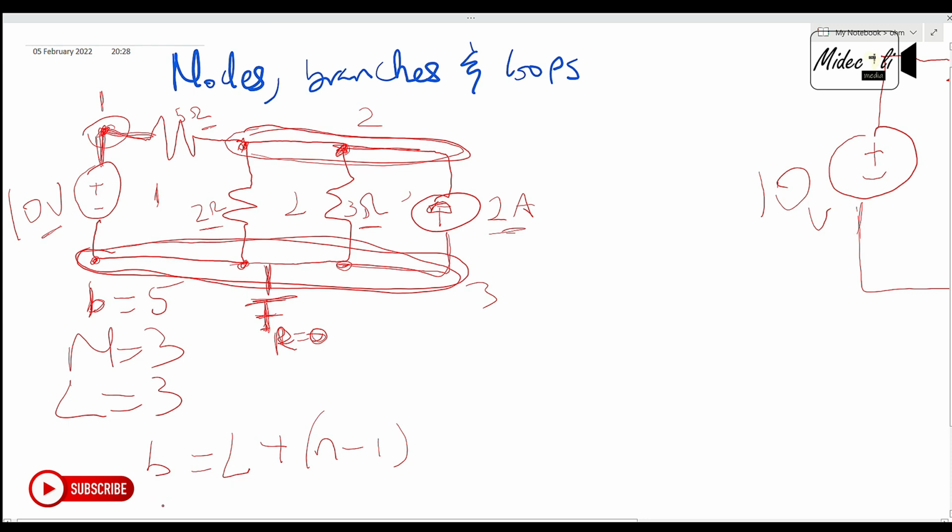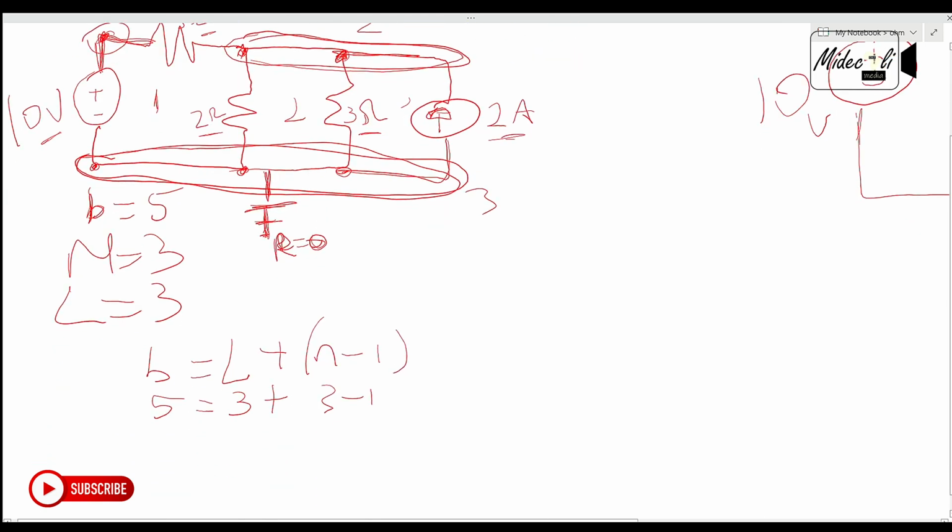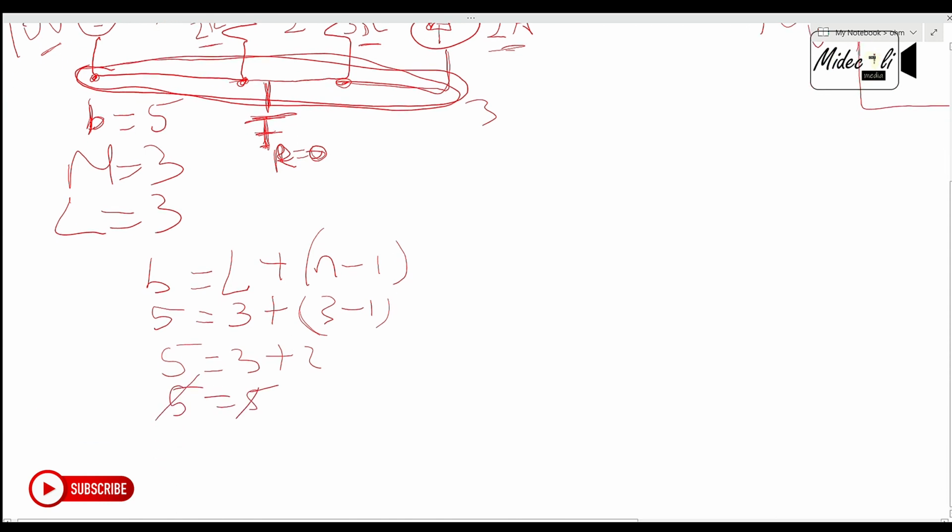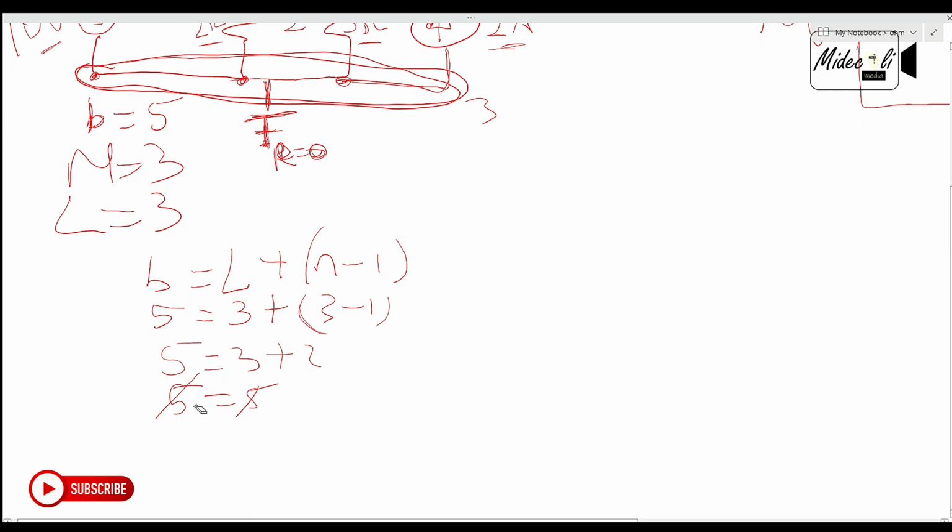How many branches do we have? We have 5. How many loops do we have? We have 3 plus 3 minus 1, which is equal to 5. We have to bracket this because we're together: 3 plus 2, so we have 5 equal to 5. They are equal. We are correct.